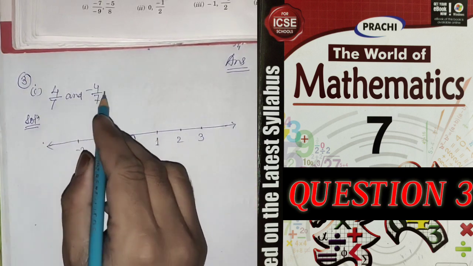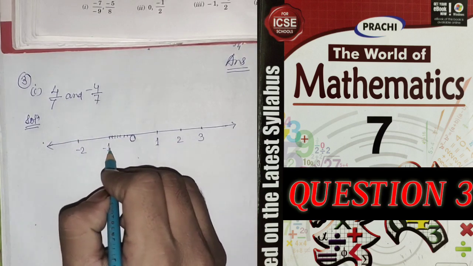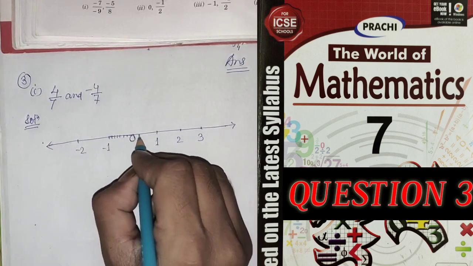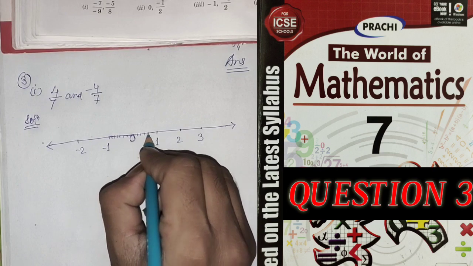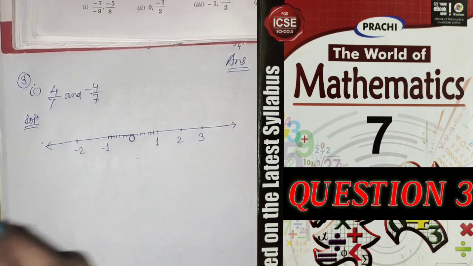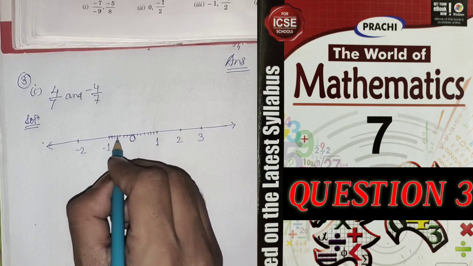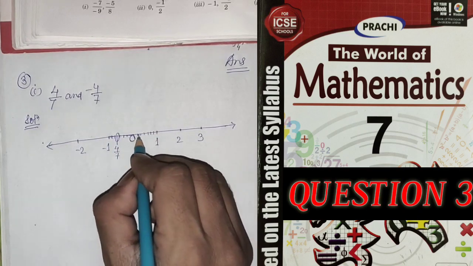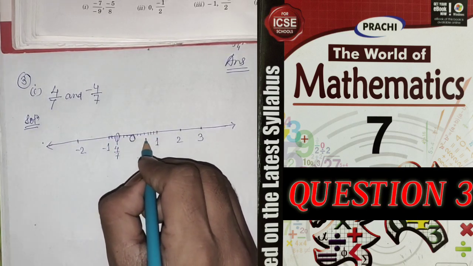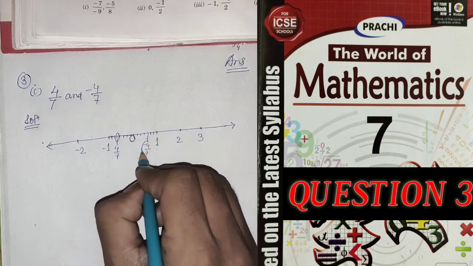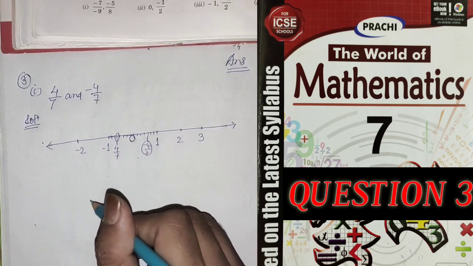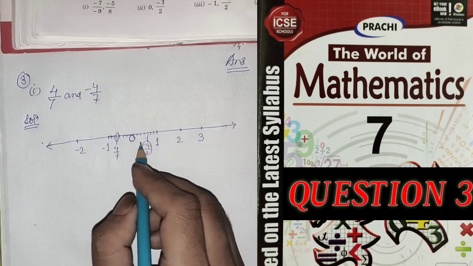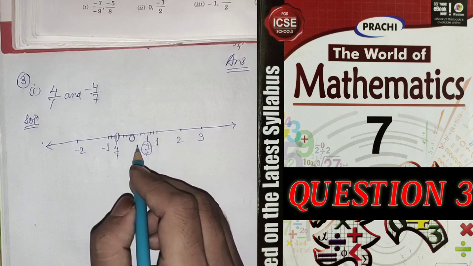This side represents minus 4 by 7 and this side will represent plus 4 by 7. So we have to divide this one also into 7 parts, 1 2 3 4 5 6 and 7. So 4 by 7 will be here, 1 2 3 4. This number represents 4 by 7. Mark this position. And 1 2 3 4, this point represents minus 4 by 7. Are these two numbers on the same side of the number line? No, they are on opposite sides. So 4 by 7 and minus 4 by 7 are not on the same number line.